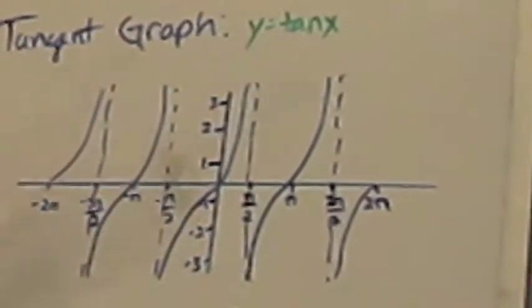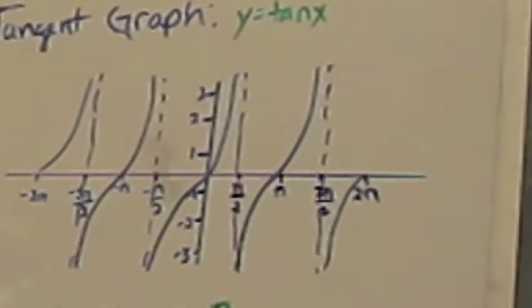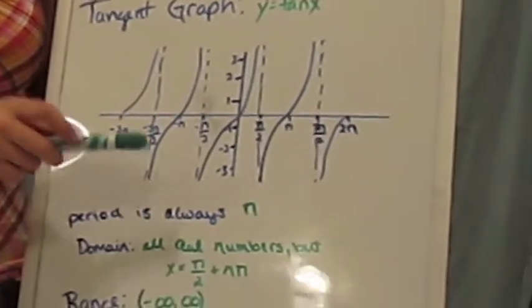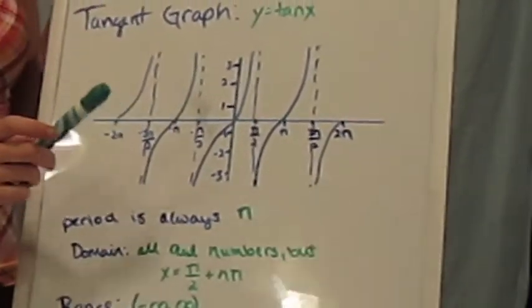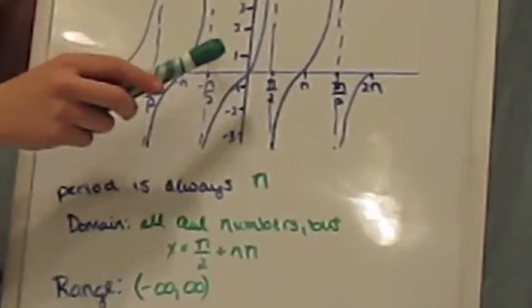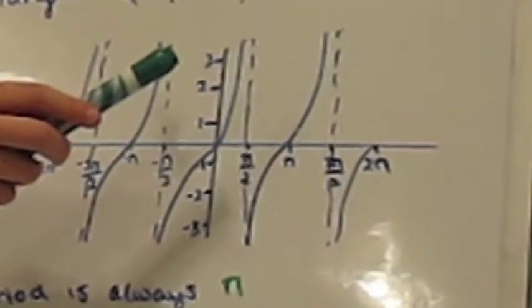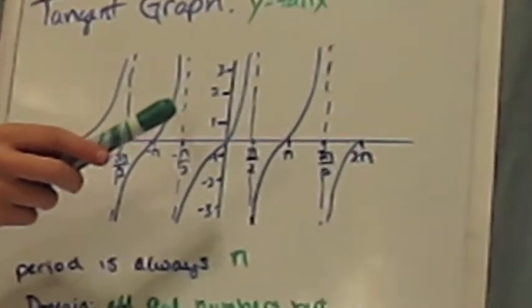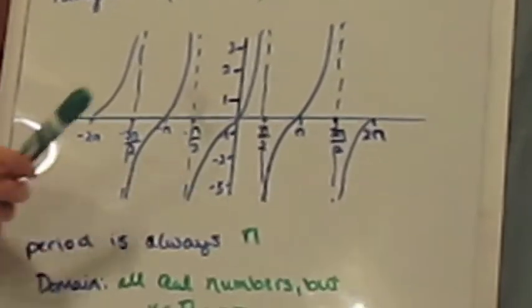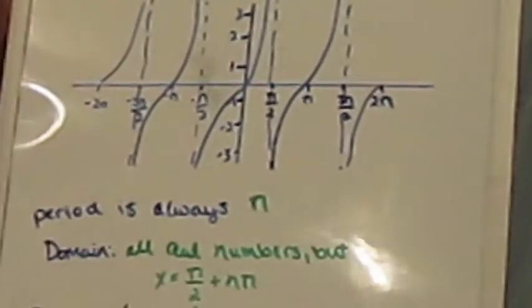And these dotted lines represent the asymptotes because the domain is all real numbers except for pi over 2 and any multiple of pi after that. The period is always pi because of the asymptotes. And so that's basically your tangent graph.